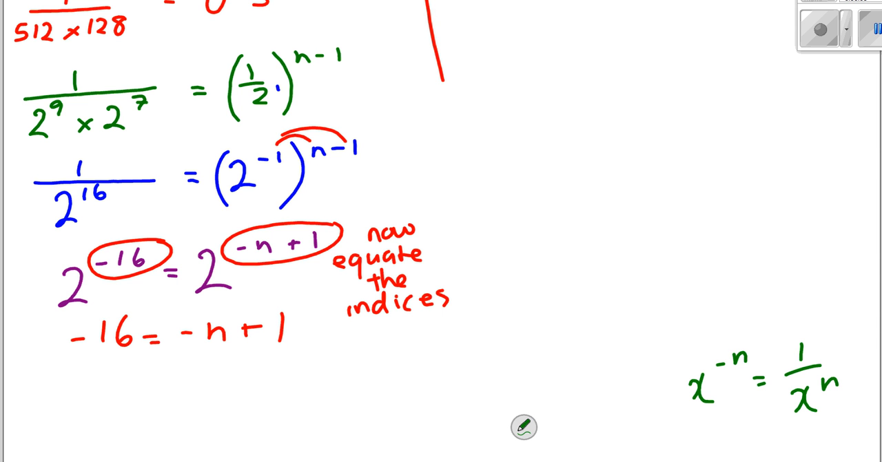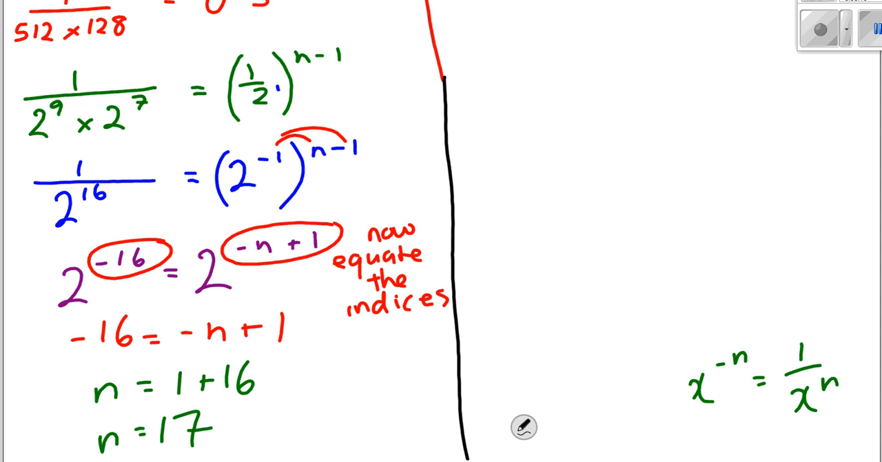So therefore n equals 1 plus 16. Would you agree? Yeah. I didn't do that, she just did it a different way. You could just subtract 1 and subtract 1. Yeah, exactly. You could have subtracted 1 from both sides instead and divided by negative 1.